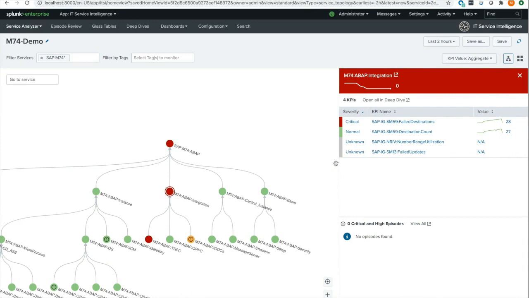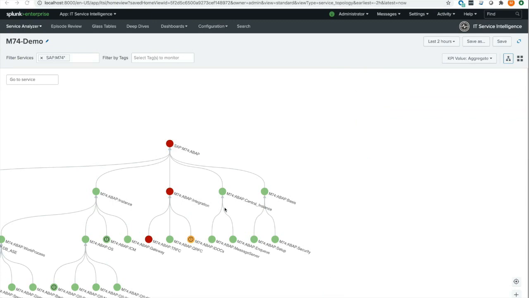Based on the scenario outlined before, we immediately see that the failed destinations are going through the roof. Now let me stop here for a second and elaborate on some of the core capabilities of ITSI. ITSI has several machine learning capabilities built into the platform which learn the typical behavior of an environment. Like in this case, 28 failed destinations indicates a problem. In another environment, this may be perfectly normal. ITSI typically takes about 5 days to learn these typical behavior patterns. It will then adjust the thresholds accordingly, so you don't need to manually set them or understand the usage patterns of each and every one of these performance counters across all of your environments.